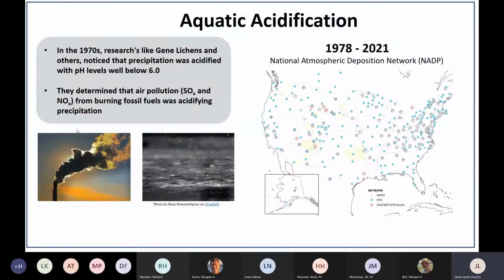The story of acidification and critical loads really starts with Gene Likens and other researchers in their discovery in the 1970s that rain was acidifying. They determined the cause of this was air pollution. In specific, it was NOx and SOx from burning fossil fuels. This ultimately led to the formation of NADP and the monitoring of precipitation beginning in 1978.